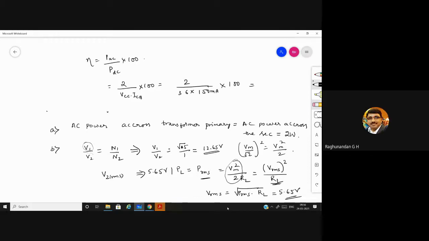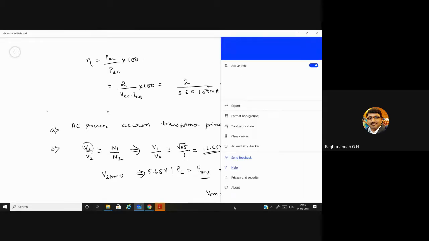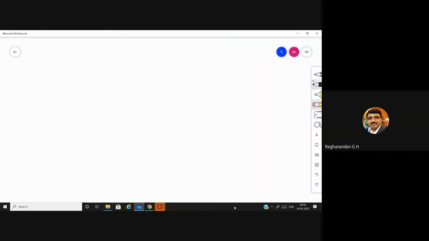See, it is a transformer coupled class A amplifier. Actually, the practical theoretical value is 50%. You are getting 37%, which is almost near, and you should get it in this way. If you are getting exactly 50%, then it will be wrong, because whatever problems we are solving, we are taking the practical scenarios and solving them. Next problem.